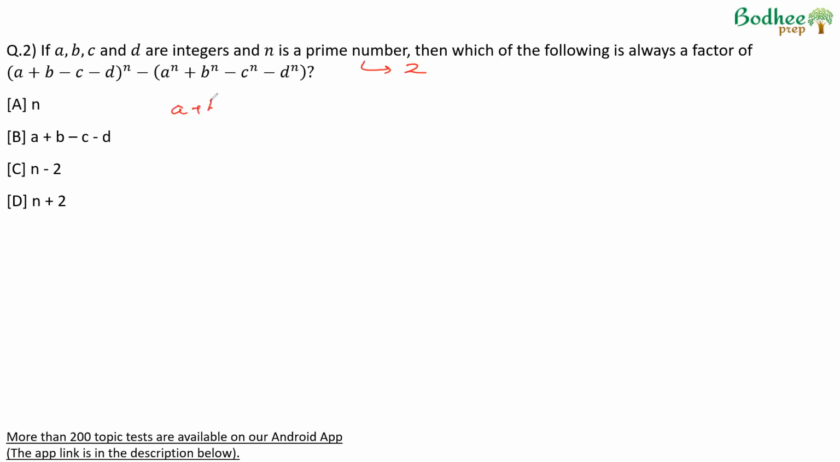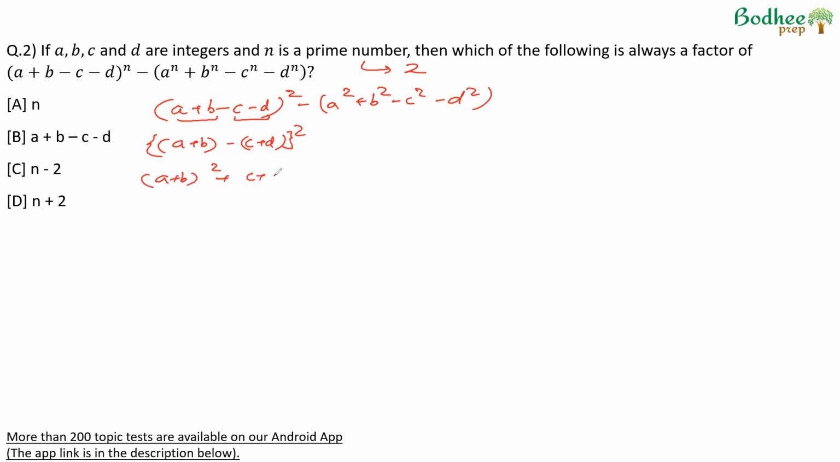This becomes (A plus B minus C minus D) squared minus (A squared plus B squared minus C squared minus D squared). This can be written as, take this term as one term, this as the other term. So this becomes (A plus B minus (C plus D)), taking minus common, whole squared. So this will be (A plus B) whole squared plus (C plus D) whole squared minus 2(A plus B) into (C plus D).